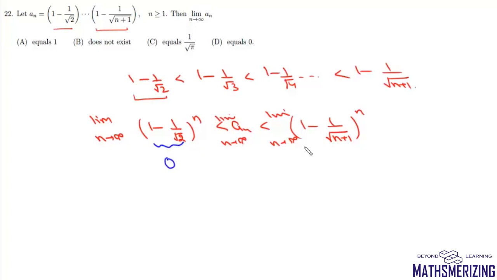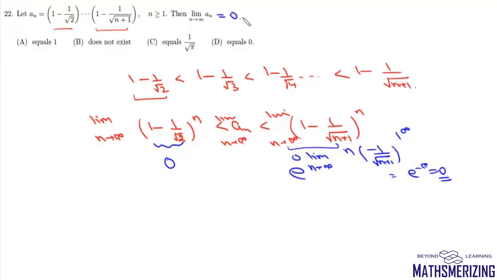This right hand side limit is of the form 1 to the power infinite. So again we'll use the shortcut. It'll be e to the power limit n tends to infinite, and then n times (f(x) minus 1), which will be under root of n plus 1. So this value will be e to the power minus infinite, which again is 0. So the limit on the left is 0, and the limit on the right is also 0. Then from the sandwich theorem, we can say that the limit n tends to infinite of a_n will be 0, and that's your option number D.